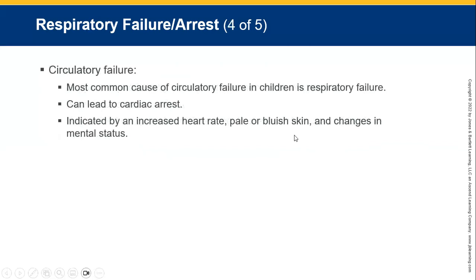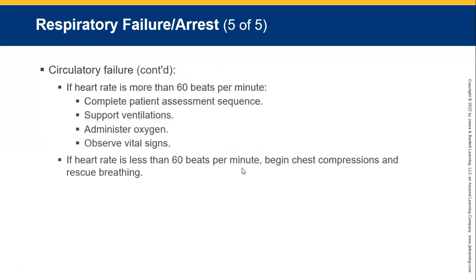Circulatory failure. The most common cause of circulatory failure is respiratory failure. It can lead to cardiac arrest, indicated by increased heart rate, a very fast pulse, pale bluish skin, and changes in mental status, obviously decreased mental status and eventually unresponsiveness. If the heart rate is more than 60 beats per minute, complete the patient assessment just like we normally do, primary survey, secondary survey. Make sure that you get a good set of baseline vitals and support ventilation efforts. Administer oxygen, observe vital signs.